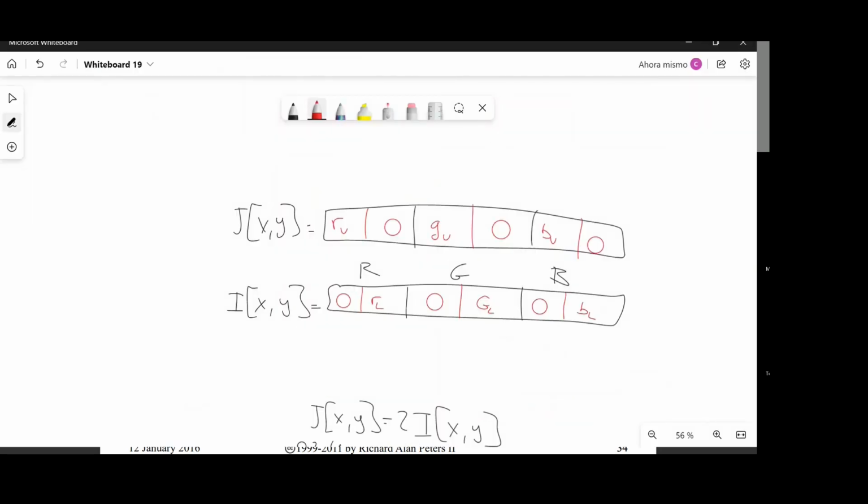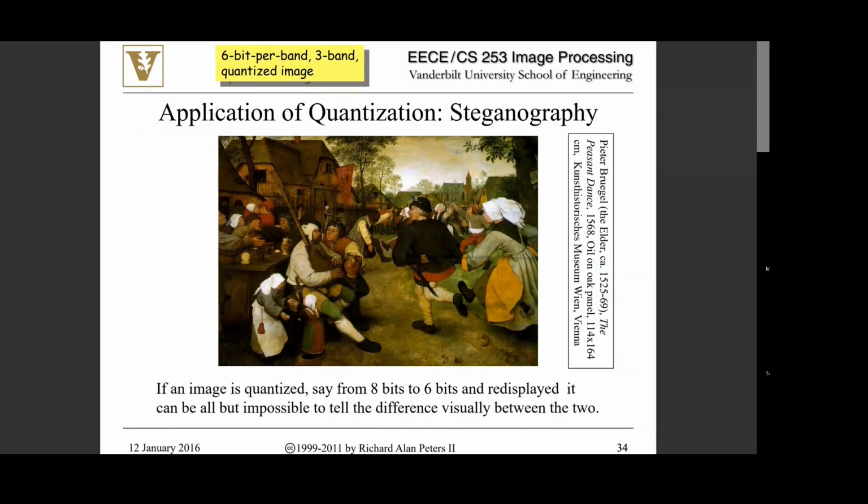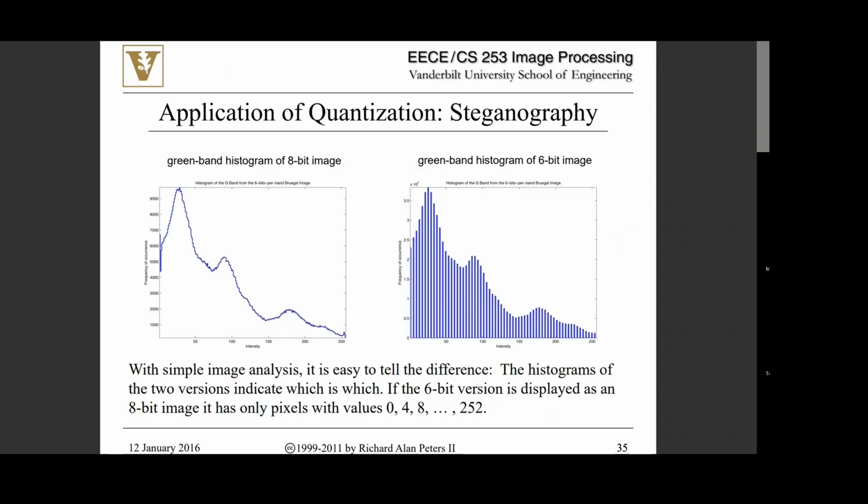I did it with 4 bits and 4 bits. So this is 4 and 4, 4 and 4. But I can do it with 6 and 2 if I want. So I can create my image. We have 3 channels, and I keep these 6 bits. This will stay, and this will be set to 0. The same for the other 2 channels. Here we have 8 bits and only the 6 bits, so it stays more or less the same.